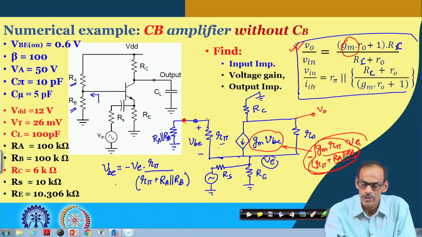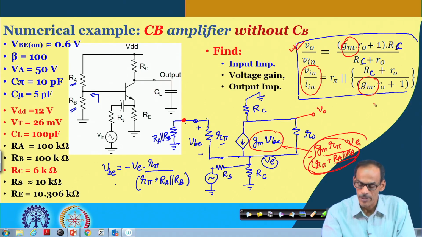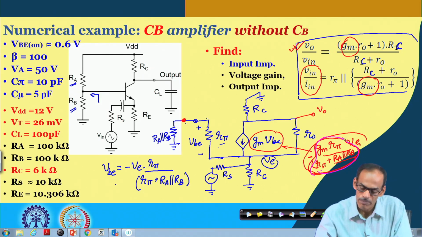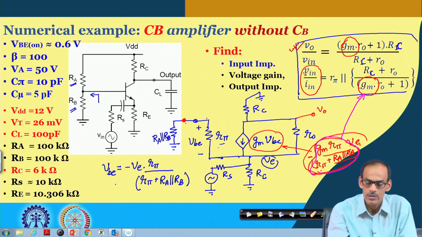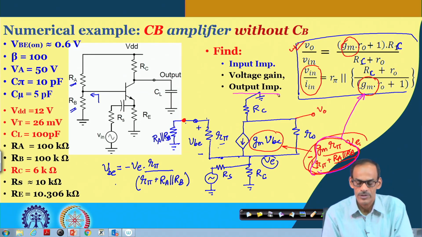And the same thing for the input resistance also. If we replace this GM by this part, namely GM into R pi divided by R pi plus R A in parallel with R B, so if we replace this GM by this equivalent GM, then we can get the expressions of the input resistance, the voltage gain, and the output impedance also.